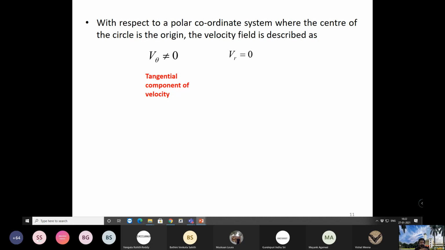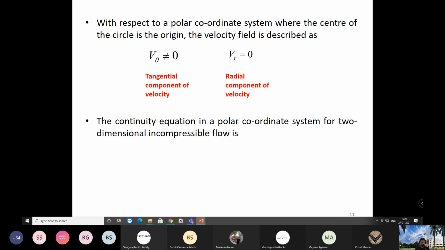The fluid rotates in the angular, that is, the tangential direction. The radial component of the velocity in this case is 0, whereas the tangential component of the velocity is non-zero. Now this is something which I would want you to look at, because I am pretty sure you might not have seen this. But take it for granted, the continuity equation is there.